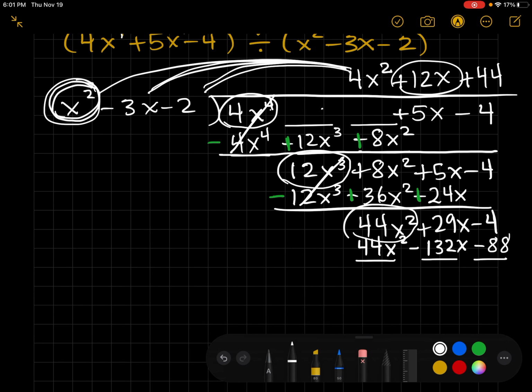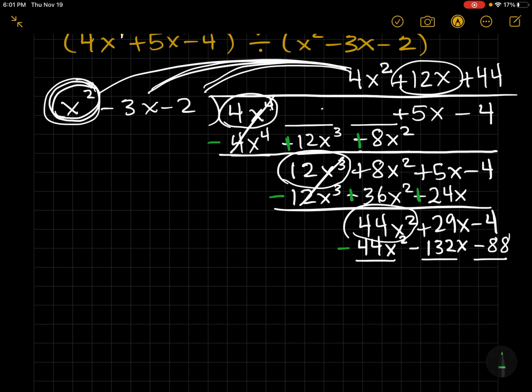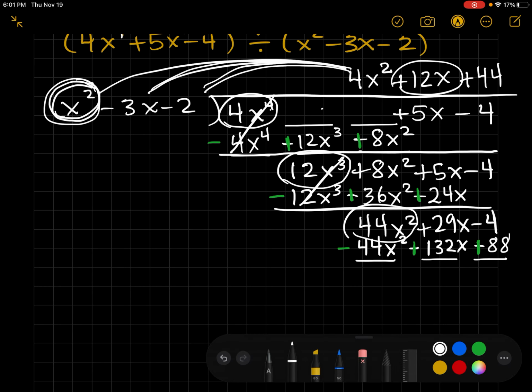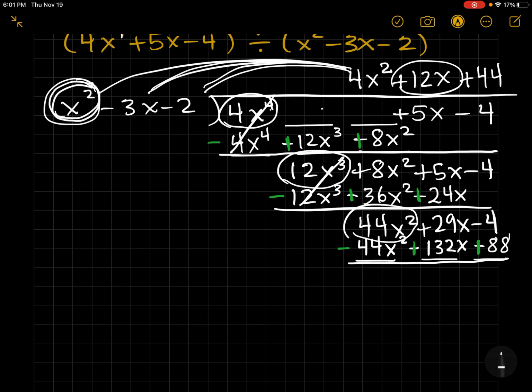Okay, so now don't forget to go through and change the signs because we have to do subtraction. And now combine those like terms. The first thing will always cancel if you do this correctly. And so we get 161x here. And let's see, that's negative and that's positive. So that's going to be plus 84.